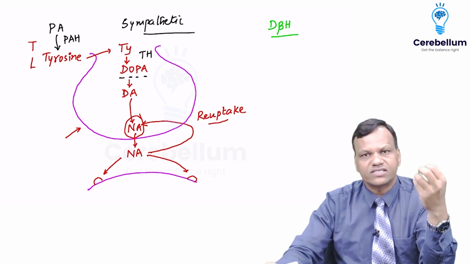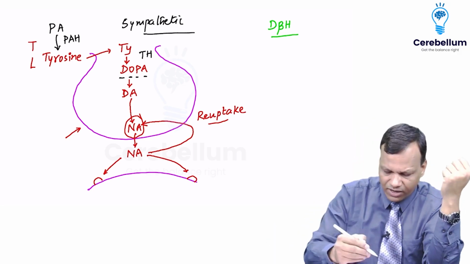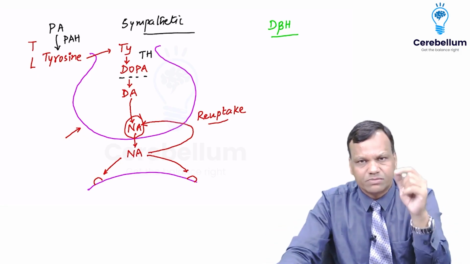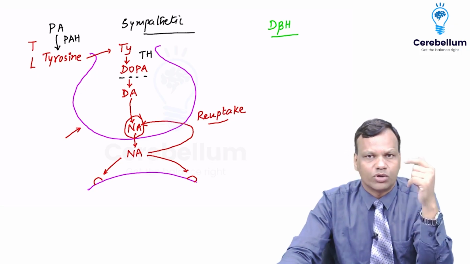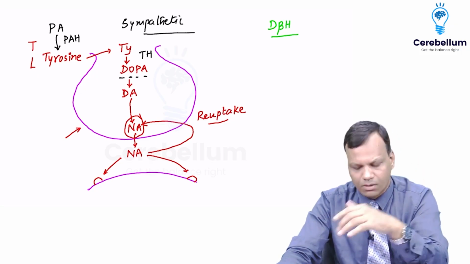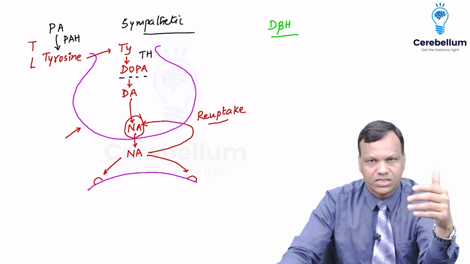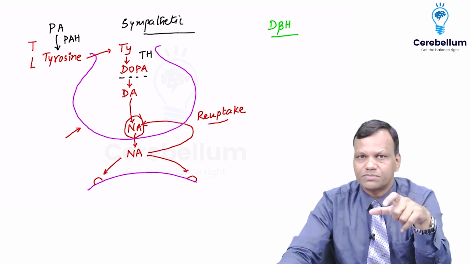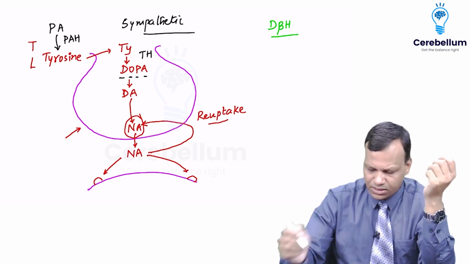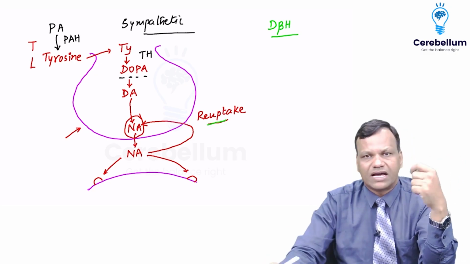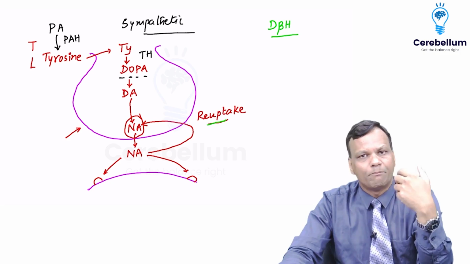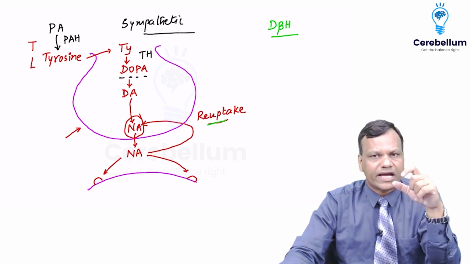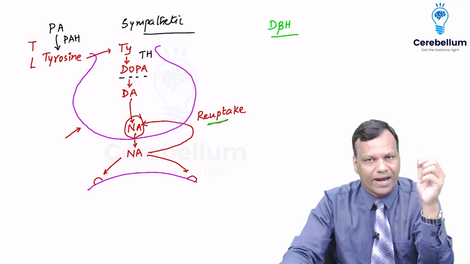What are the clear differences you can note? Yes, number one, the number of steps is too many. In the parasympathetic system, there was only one step, that is choline is converted to acetylcholine. But here there are 3-4 steps. Tyrosine is converted to dopa, dopa to dopamine, dopamine to noradrenaline. So many steps are there. Second major difference, method of termination is different. Acetylcholine action is terminated by metabolism. Acetylcholine esterase metabolizes it. Whereas noradrenaline action is terminated by reuptake. It goes back into the vesicle.